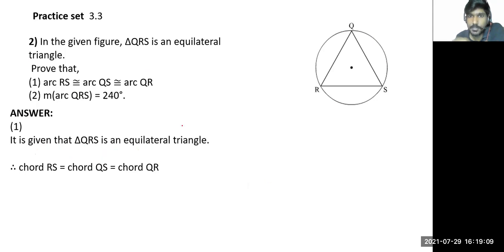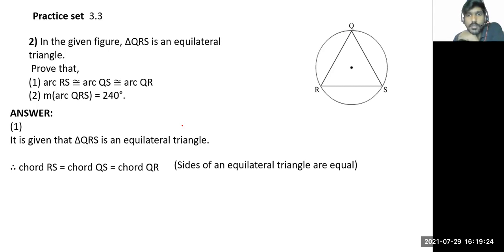First step clear? Is the first step clear? Yeah. I think there is a lag.